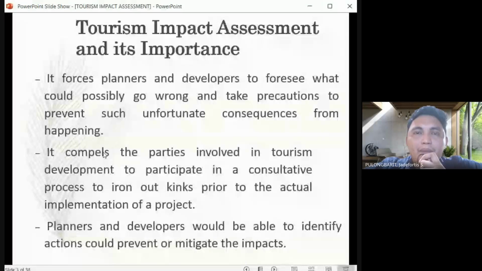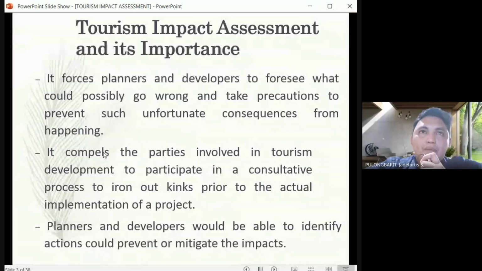And also, it compels the parties involved in the tourism development to participate in a consultative process to iron out kinks prior to the actual implementation of a project. So it involves the different stakeholders in a certain plan in the destination. So parties yun, like both public and private sectors, as well as the community and other stakeholders. So to have a consultation process before the implementation of a project, planners and developers will be able to identify actions that could prevent or mitigate the impacts.